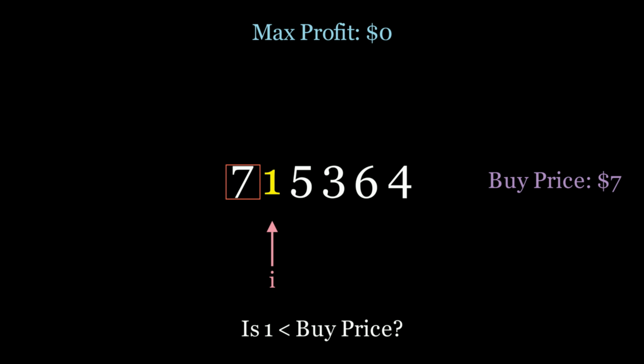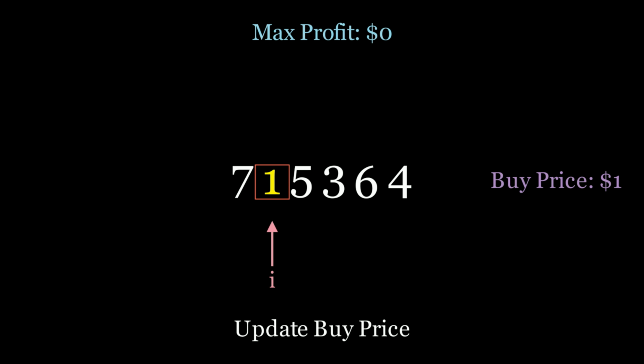Is $1 less than the current buy price, which is $7? It is. So in this case, does it make sense to sell the stock? Would I ever want to buy a stock for $7 and sell it for $1? No, because I'd be losing $6. So in this case, anytime we find a smaller element than our previous buy price, we want to update the buy price. Why would I buy it at $7 if I could buy it at $1? So in this case, let's update the buy price again to be $1.